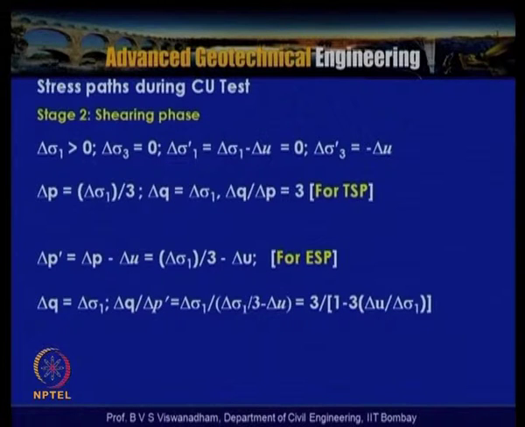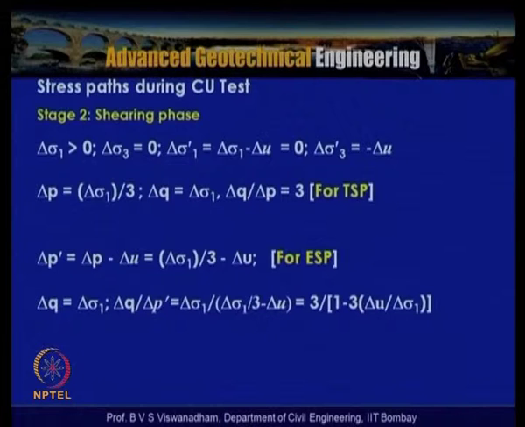So for effective stress parameters, and for effective stress paths and total stress path, the shearing phase is actually indicated here. Delta sigma 1 greater than 0, wherein delta sigma 3 is equal to 0. So delta sigma 1 dash is equal to delta sigma 1 minus delta U, which is equal to 0, and delta sigma 3 dash is equal to minus delta U, and delta P is equal to delta sigma 1 by 3. So delta P is equal to delta sigma 1 by 3 and delta Q is equal to delta sigma 1. So delta Q by delta P is equal to delta sigma 1 by delta sigma 1 by 3, which becomes 3, that is for total stress path.